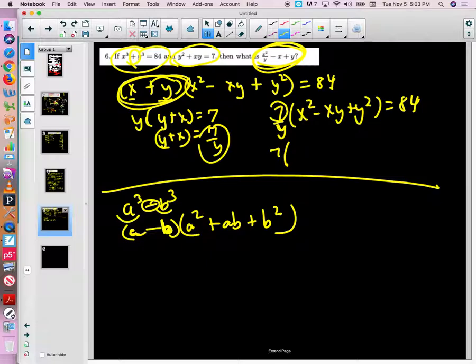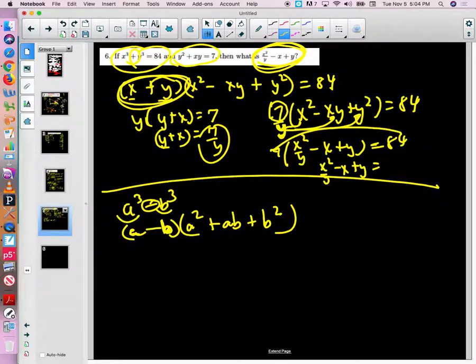And I'm going to distribute this 1 over y. That gives me x squared over y minus x plus y. So I'm kind of thinking this is 7 over y, and I'm putting this y underneath each one of these. I'm distributing it without the 7. Again, I guess contest math. So I have x squared over y minus x plus y equals 84 divided by 7, which is 12. And so this whole expression equals 12. Again, a great contest math scenario.